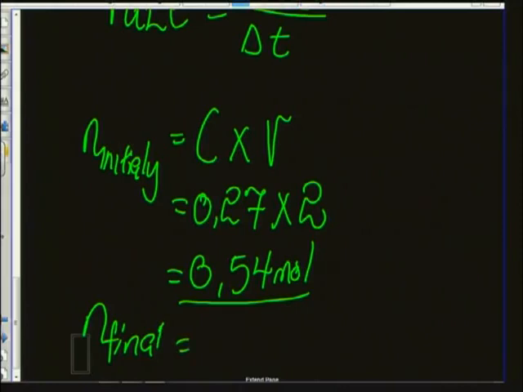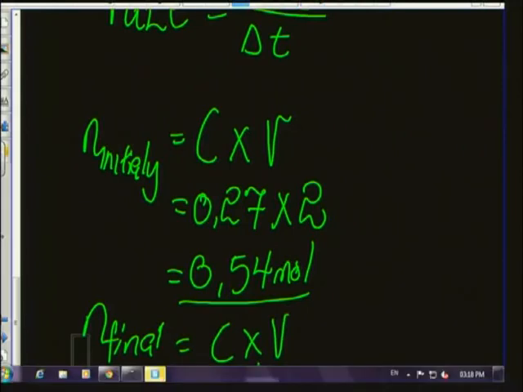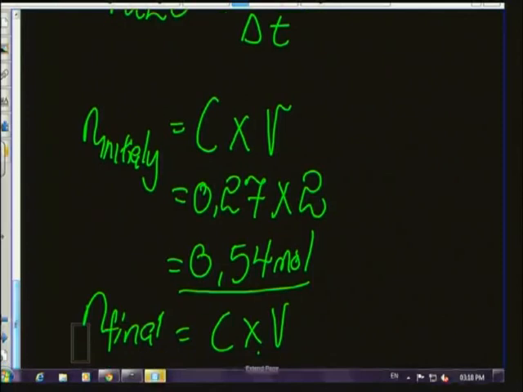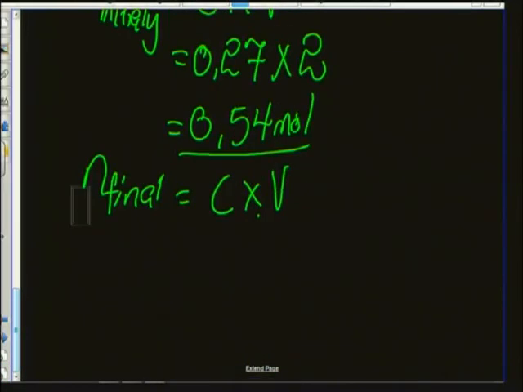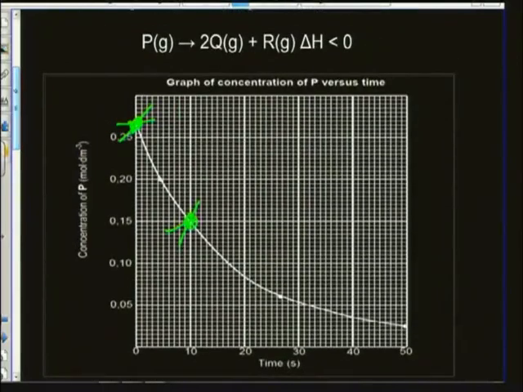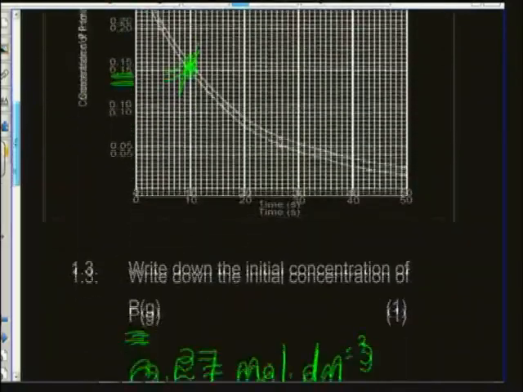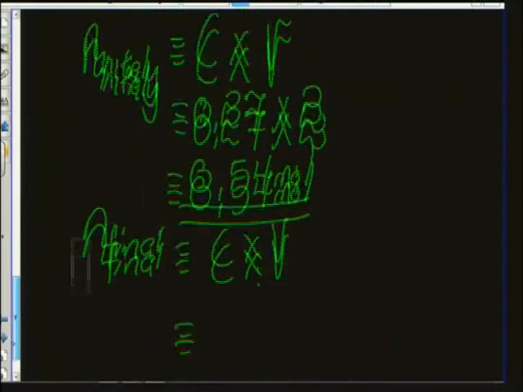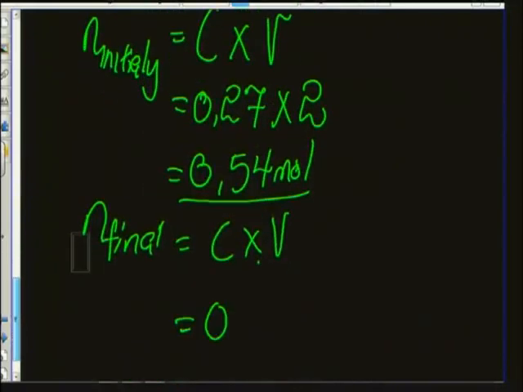So we'll say that's concentration again multiplied by volume. Note that the volume that we have got didn't change. We still have 2 decimeter cubes. So what is the concentration of P at 10? If we look at it very well, it's 0.15. That's the right concentration that we have got. So we'll say down there, the concentration is 0.15.